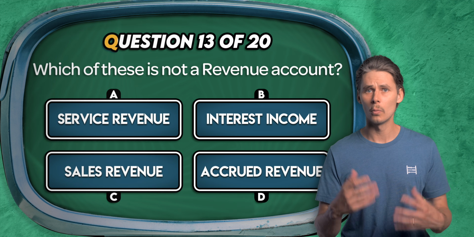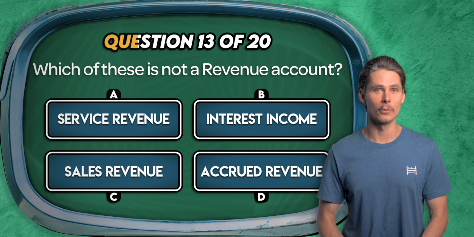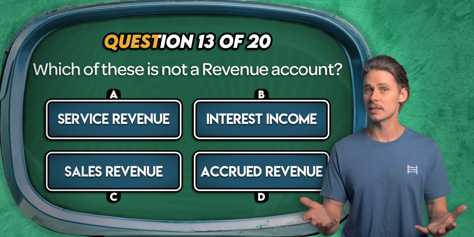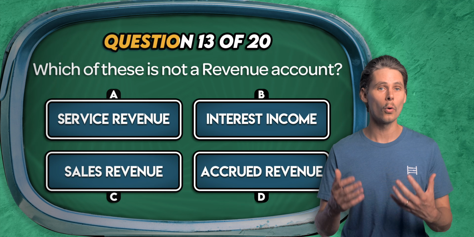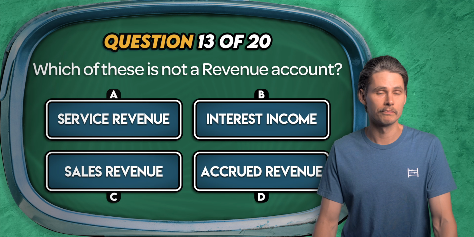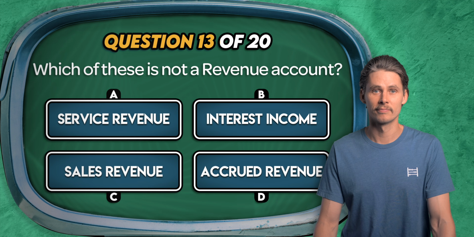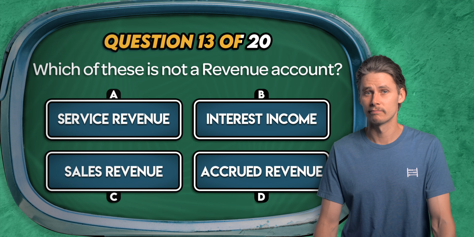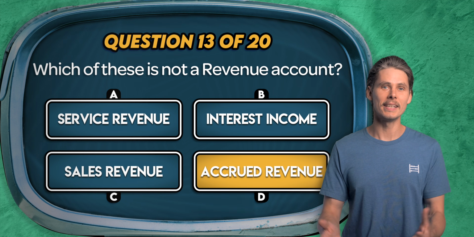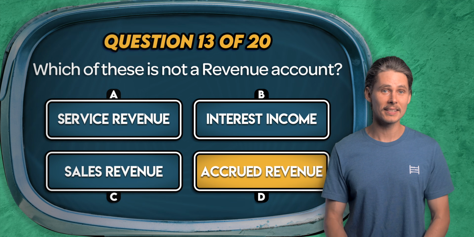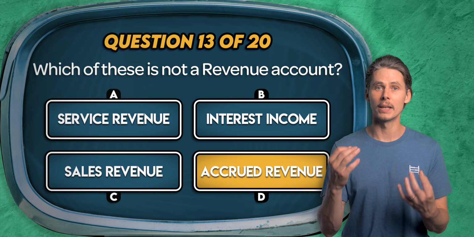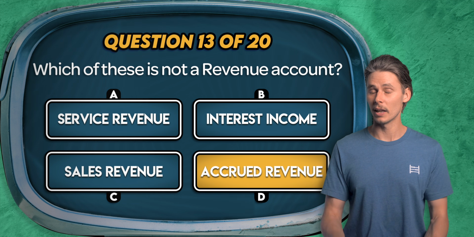Question 13. Which of these is not a revenue account? Service revenue, interest income, sales revenue, or accrued revenue? The answer is D. Accrued revenue is a type of asset. It represents revenue that's been earned but not yet billed or collected.